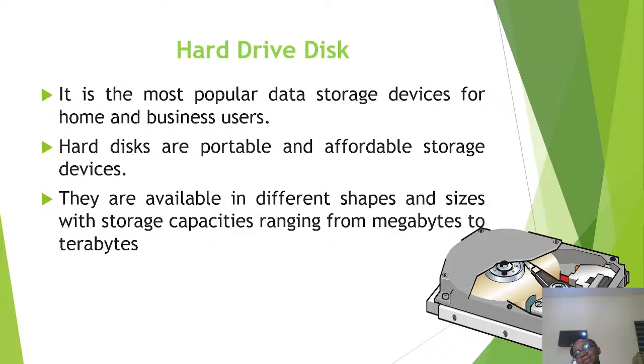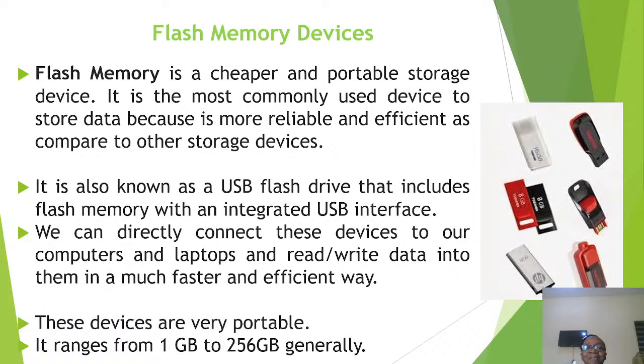Okay, so let's look at some of those storage devices. The first one, the most popular, that must always be there, is the hard disk drive. This is the most popular data storage device. A hard disk is a portable and affordable storage device available in different shapes and sizes, with storage capacities ranging from megabytes to terabytes. And that is the picture there. It's always there in our system to store our files and other things.